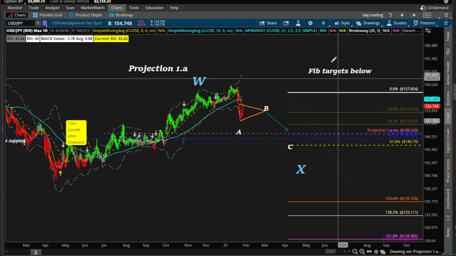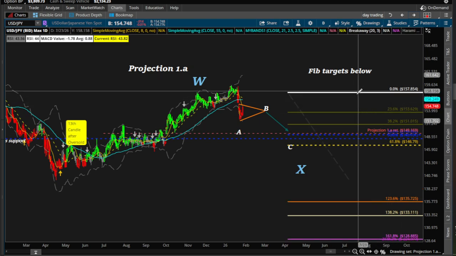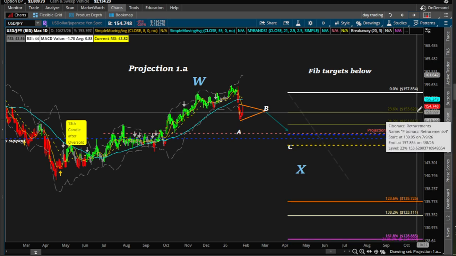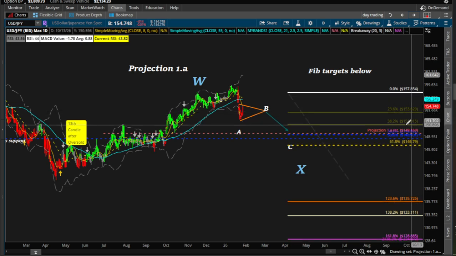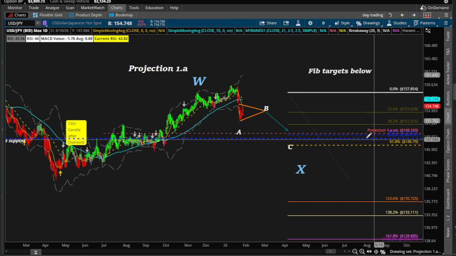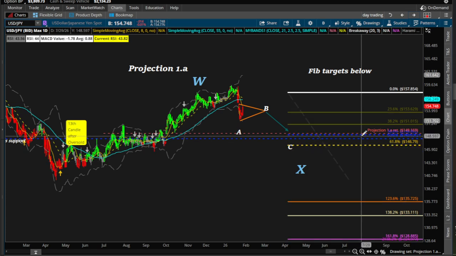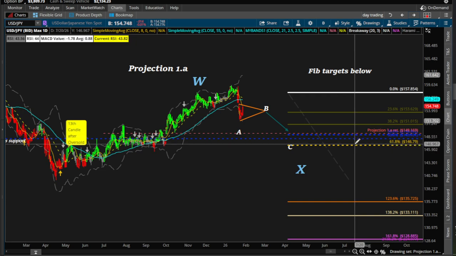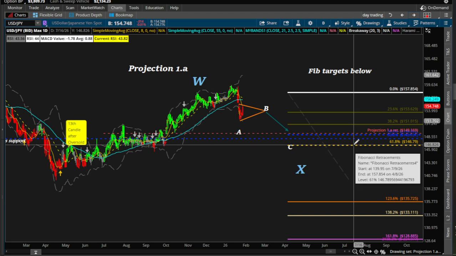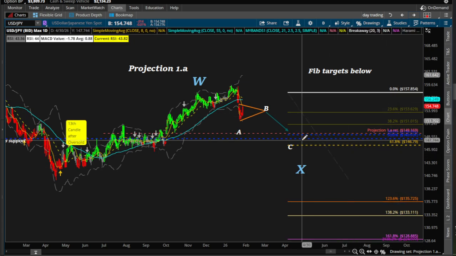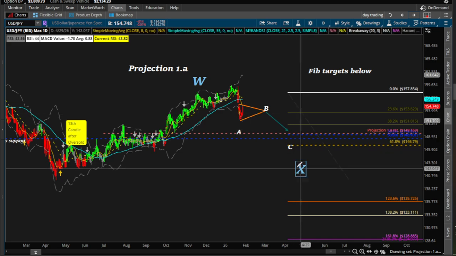So hopefully you can see all the targets here for the fibs, starting with the first one, 153.629. The second one is 151.015. The next one is 148.90. And the next one after that is 146.79. That's just in case you couldn't read the chart here. So these are all targets to the downside to complete a bigger X.